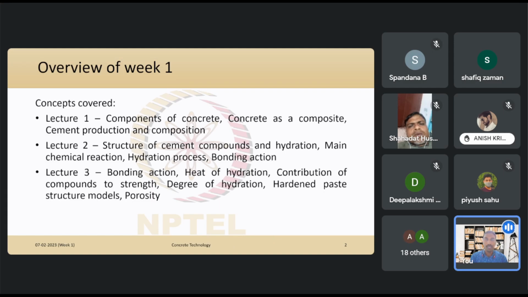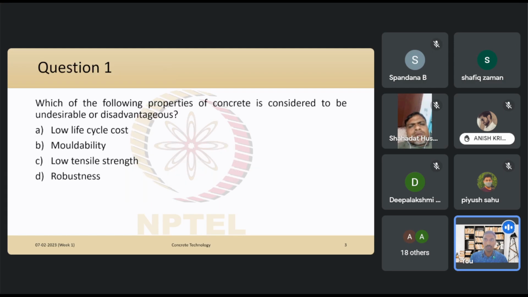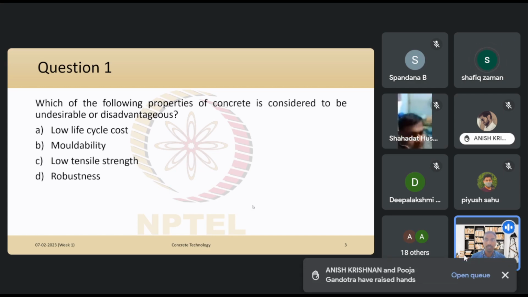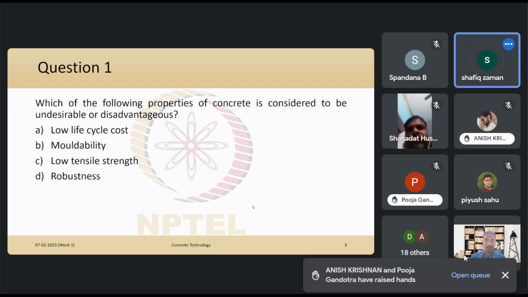Okay. So with that, now we will go on to solve some problems based on this content. The first question is, which of the following properties of concrete is considered to be undesirable or disadvantageous? We have four options: low life cycle cost, moldability, low tensile strength, and robustness.